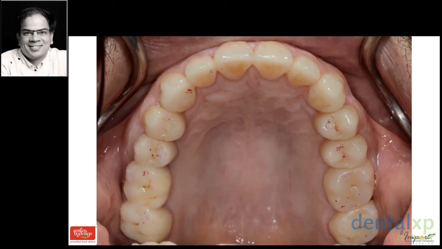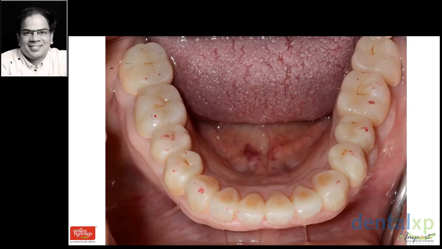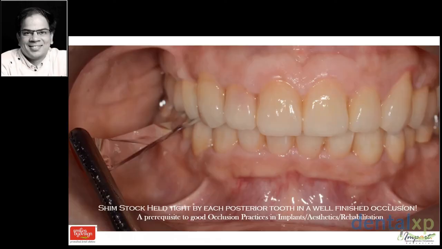If not, we take burrs and we adjust the occlusion here, and at that point you follow a ceramic polishing protocol, and using your ceramic polishing paste, polish the ceramic intraorally so that you don't end up having crack propagation on rough ceramics. So that's your goal. Shim stock held by each posterior tooth in a well finished occlusion. The shim stock passing through all anterior teeth in a well finished occlusion in MIP.